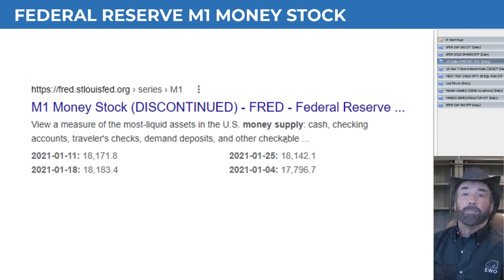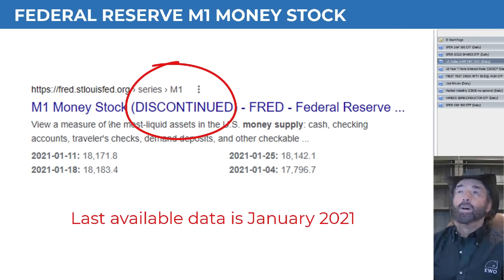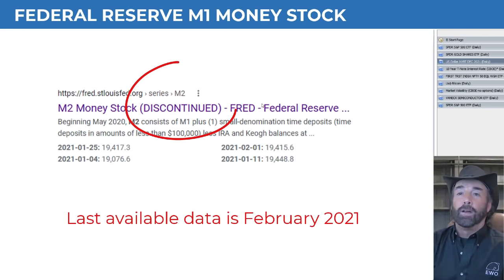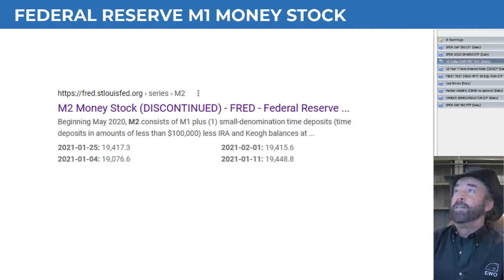Because we can't track money supply anymore. There's the M1, discontinued. You can see that. M1 is basically, as you can see there, cash and checking accounts. And then with M2, they add in savings accounts and money markets. But M2 also was discontinued recently. We can't look at that anymore.